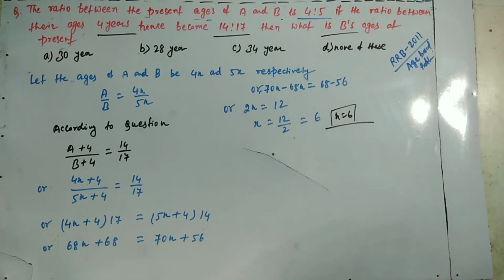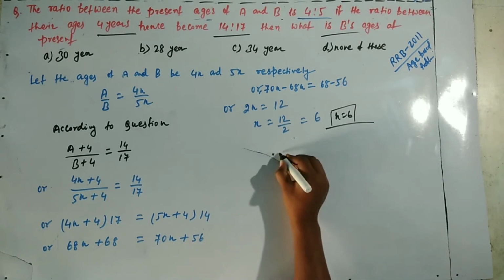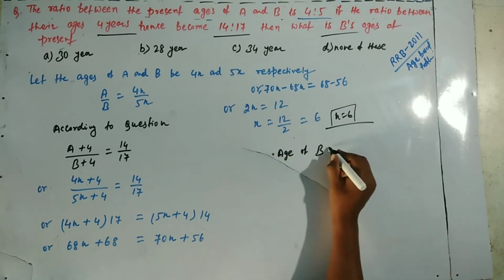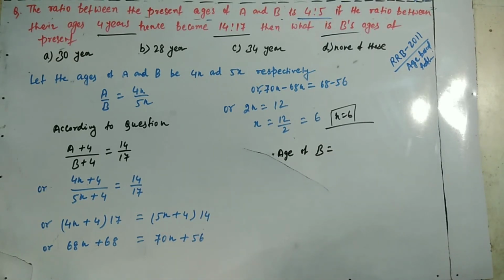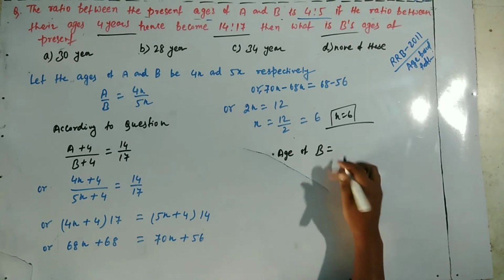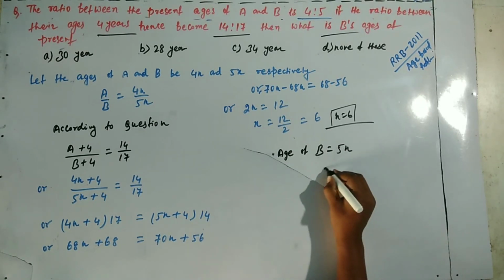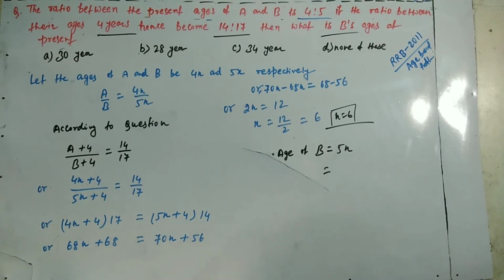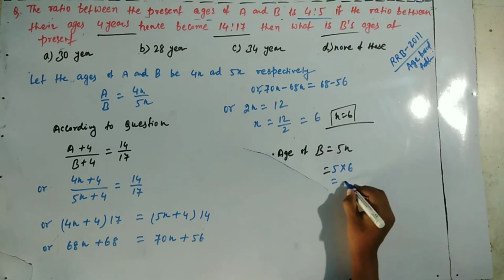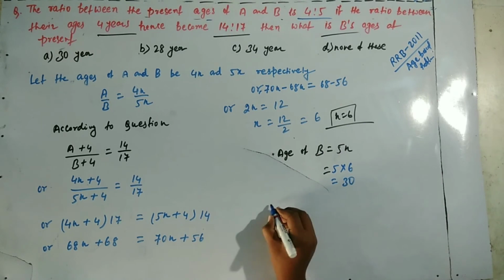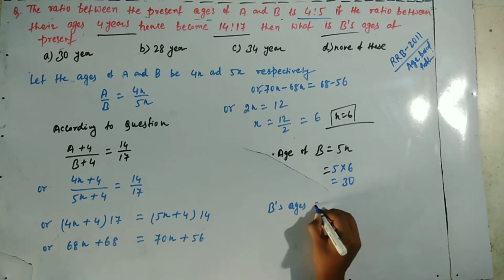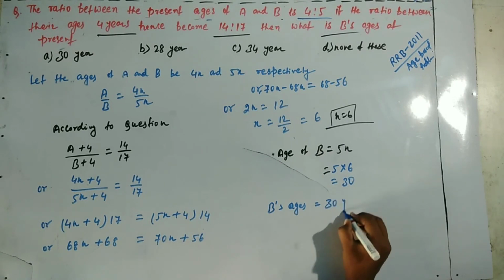Now we put the value of 6 in B's age. So the age of B equals 5x. We let the age of B be 5x. So the age of B equals 5x, which is 5 into 6. Put the value of x. So the age of B equals 5 into 6, which is 30. So B's age equals 30 years.